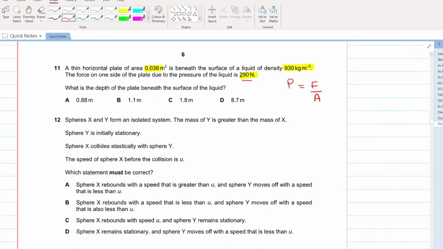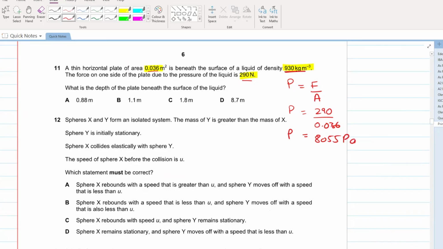If you are given the force, if you are given the area, can you calculate the pressure? जी बिल्कुल निकाल सकते हो. 290 divided by the area, that is 0.036. The pressure comes out to be what? Pressure क्या आ जाता है? 290 divided by 0.036. This comes out to be 8055 pascals. Simple, that is your pressure.